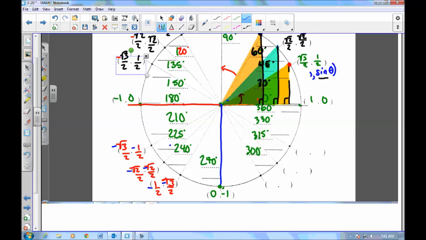Remember on your test, you'll be given basically a blank unit circle, and you have to go through and fill it out. Is that all I tested? No, there's more to it. So if you can see a pattern, it helps a lot.